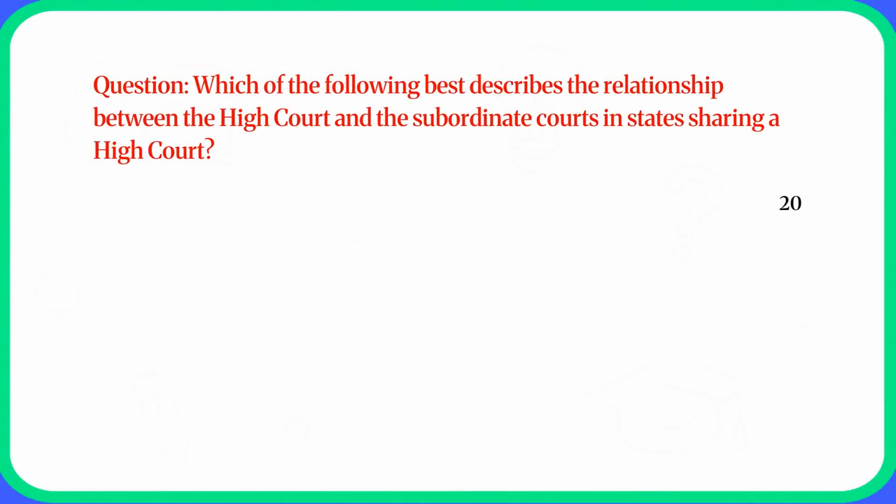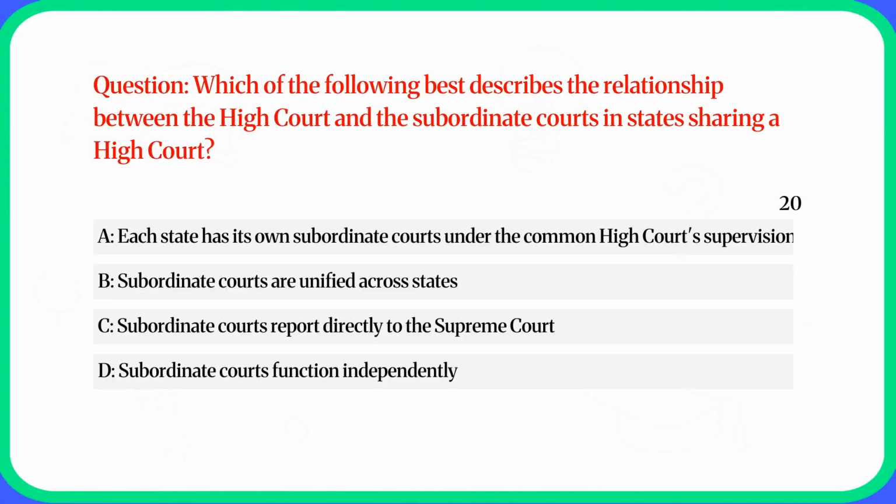Question: which of the following best describes the relationship between the High Court and the subordinate courts in states sharing a High Court? Answer: A. Each state has its own subordinate courts under the common High Court's supervision.